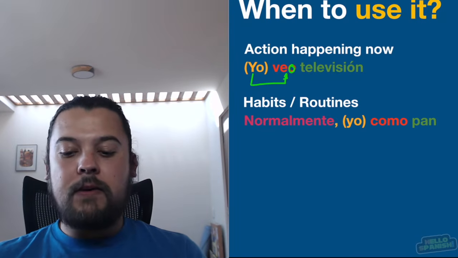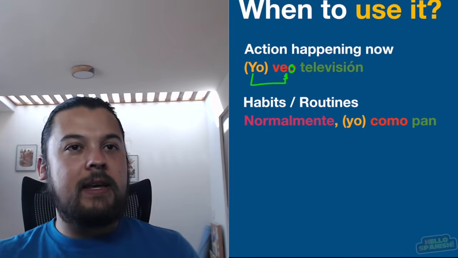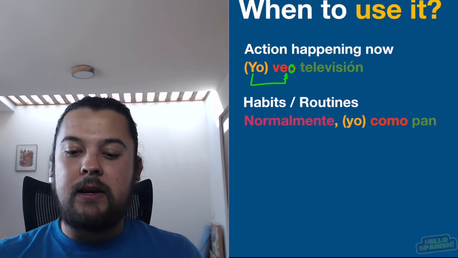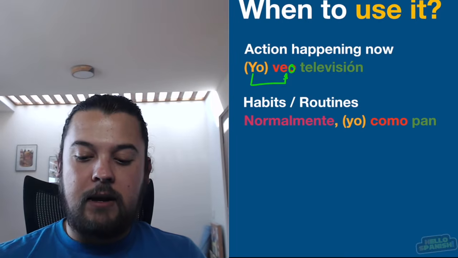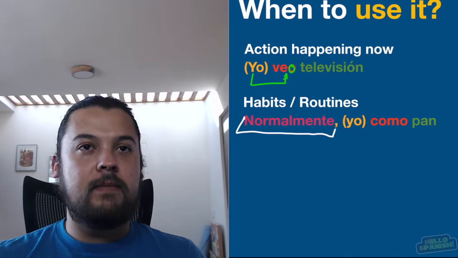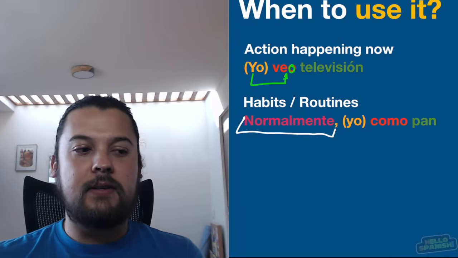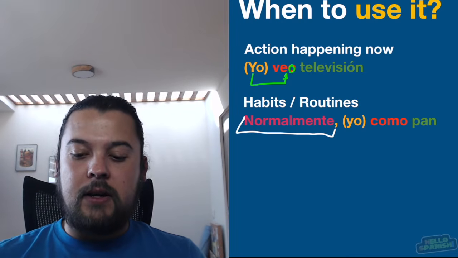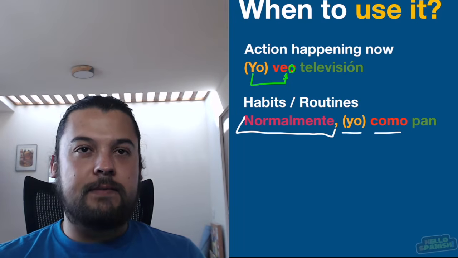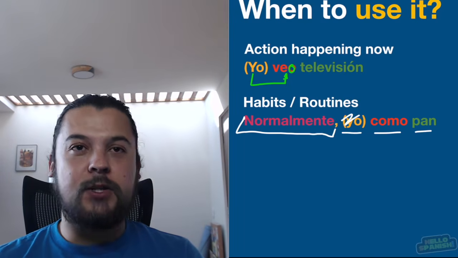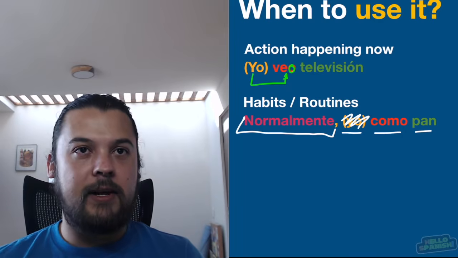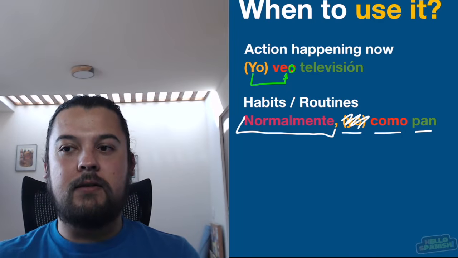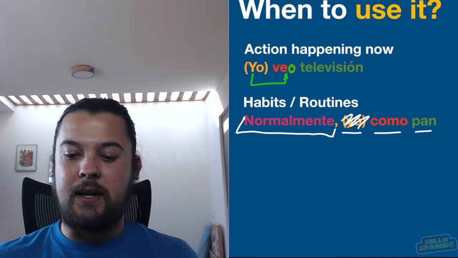Now, when you have a routinary action, you normally have present tense. But in order to have a routine meaning, you normally need a frequency adverb. Here, the word normalmente could be translated as usually or normally. I eat bread. Once again, we can get rid of the yo form and it still has the same meaning. Normalmente, como pan. Normally, I eat bread. It's the same idea in English.